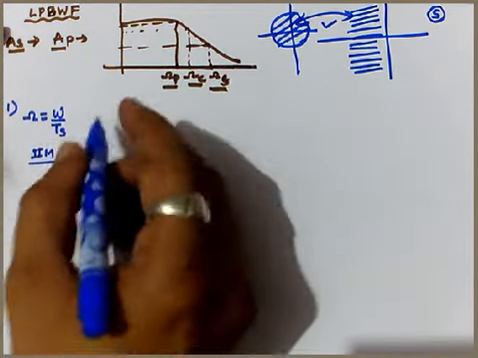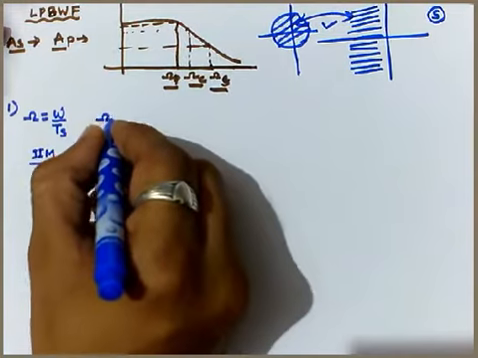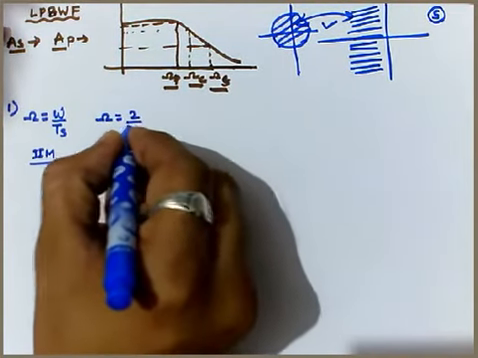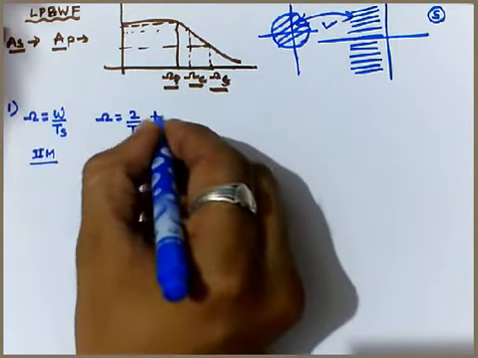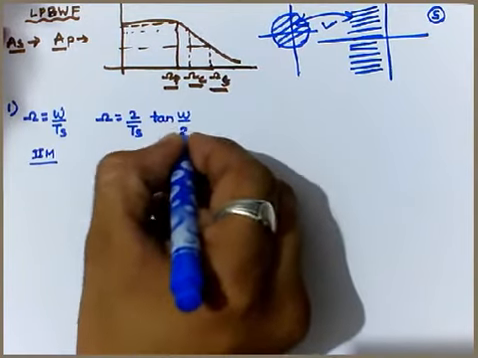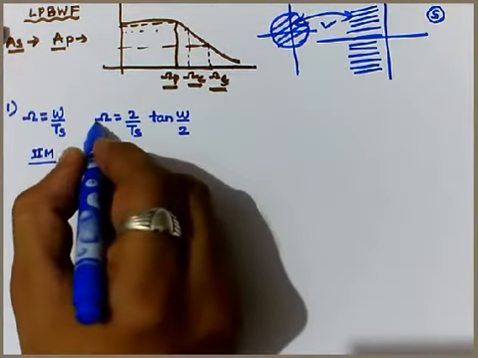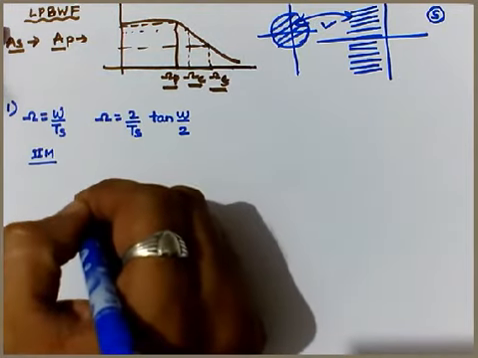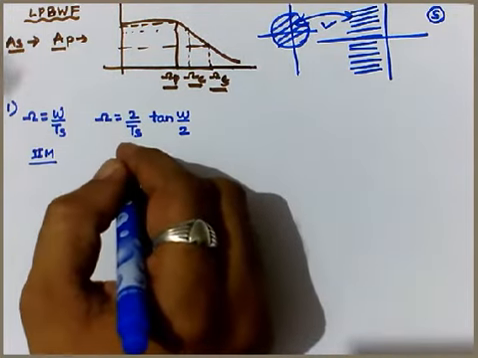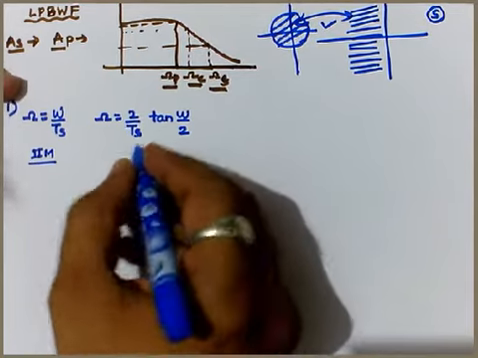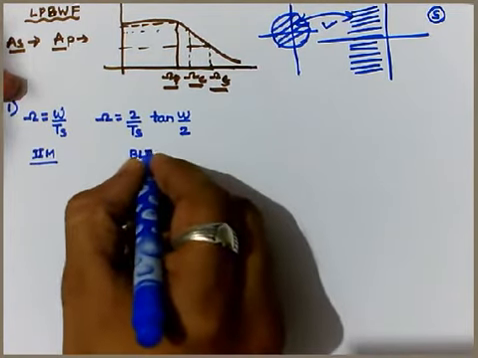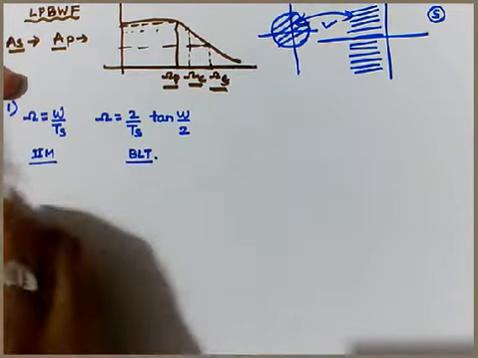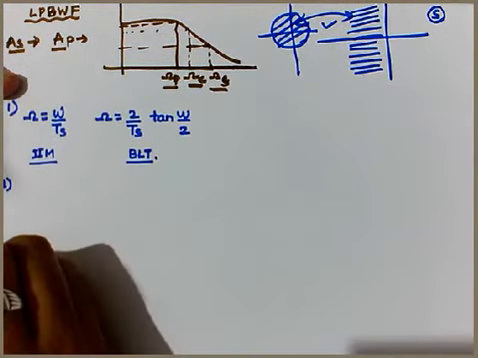Similarly, if it is for the BLT, it can be written as Omega is equal to 2 by Ts tan omega by 2, where the omega is getting converted into the Omega. Ts is nothing but the sampling time. Similarly, Fs is nothing but the sampling frequency. This is in case of the BLT. So this is how the first step can be simplified over here.